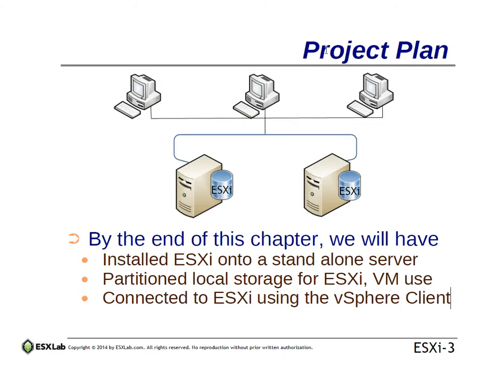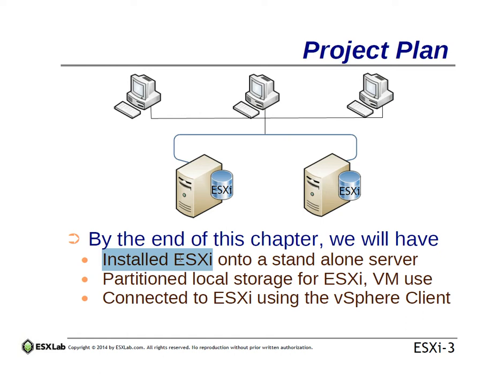Every project should have a project plan, and our project is no exception. So we should discuss now what we expect to have done by the end of this chapter. By the end of the chapter, our goal is to have ESXi installed on local captive storage on our PC server. Now, what does that actually mean? It means that by the end of this chapter, we will have installed ESXi onto our standalone PC server.